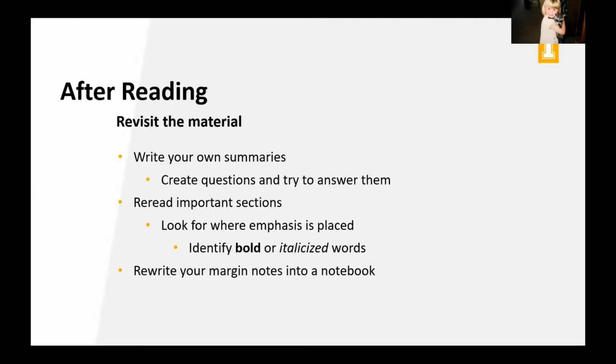And then reread important sections. So if there was something in class where you talked a lot about one specific thing and then there's a small section of it in the text, go back and reread that section since it was emphasized in class. And when you're reading sections, make sure you're looking at where emphasis is placed. So bolded and italicized words are going to be important, right? They're set out that way to show that they are critical information.